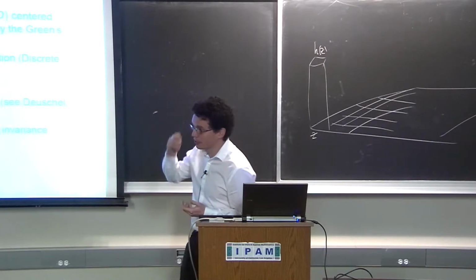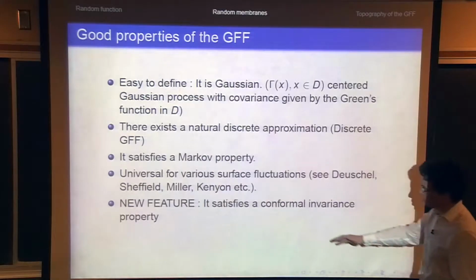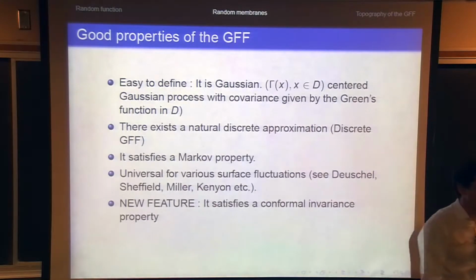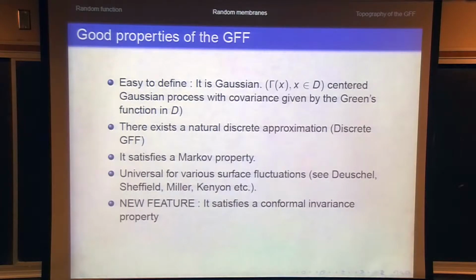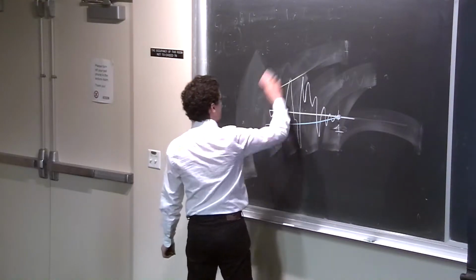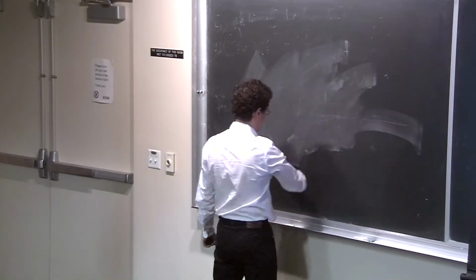And there's a new feature. So the new feature, the good news, is there's something more than the Brownian motion in one dimension. Namely, it satisfies a conformal invariance property. So what does the conformal invariance property of the Gaussian free field mean? It means the following. Imagine that you have a tambourine that is attached on the boundary with 0 boundary conditions.